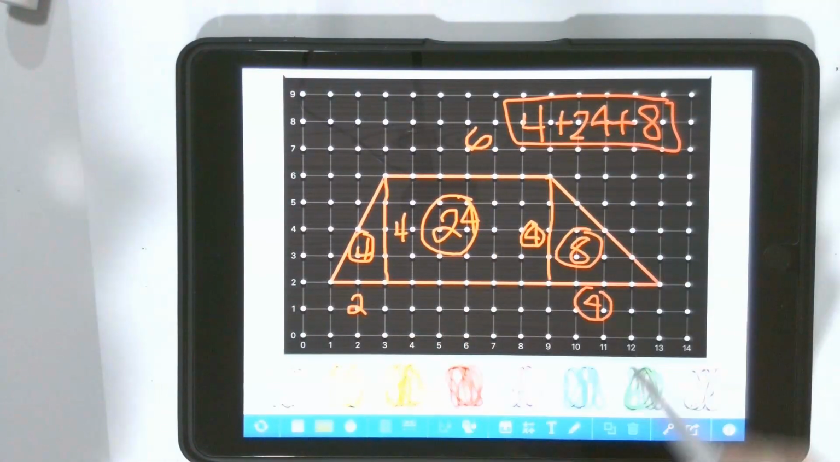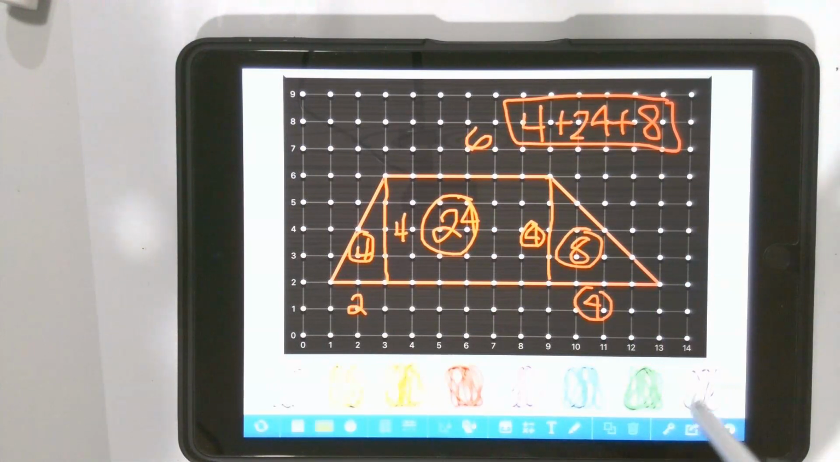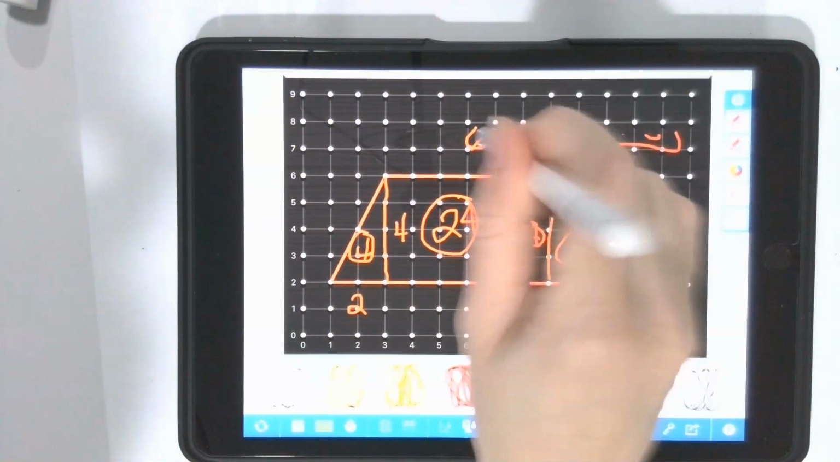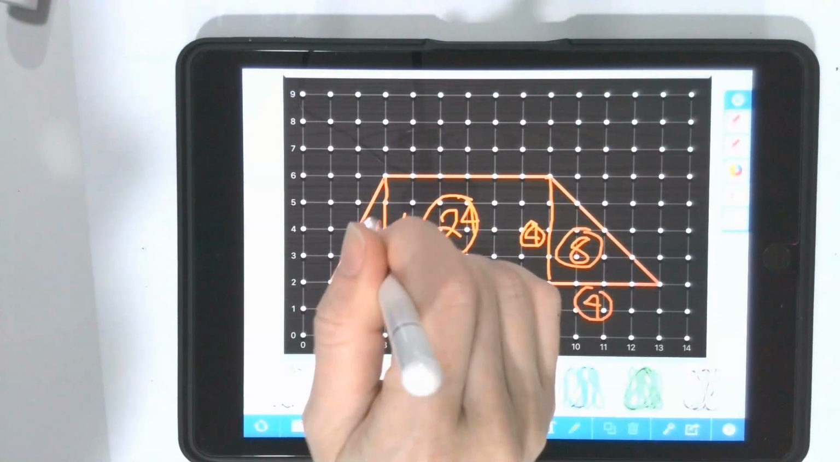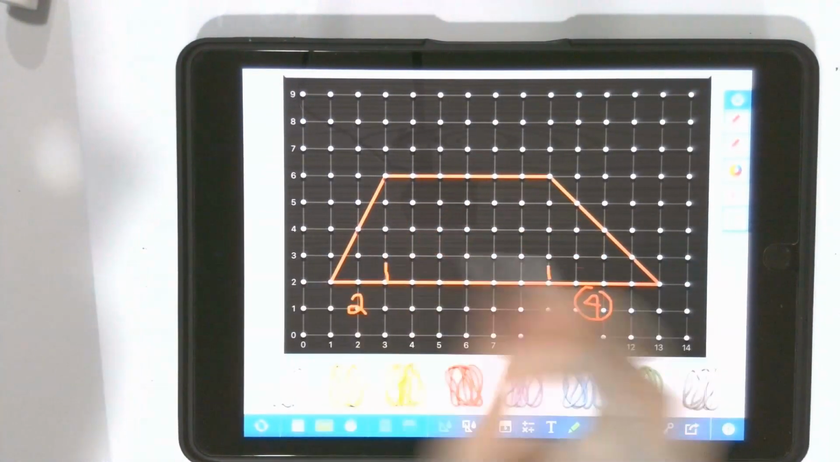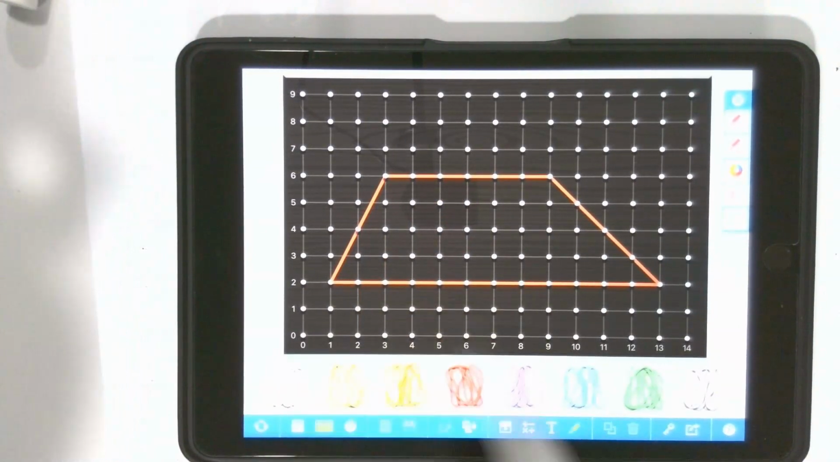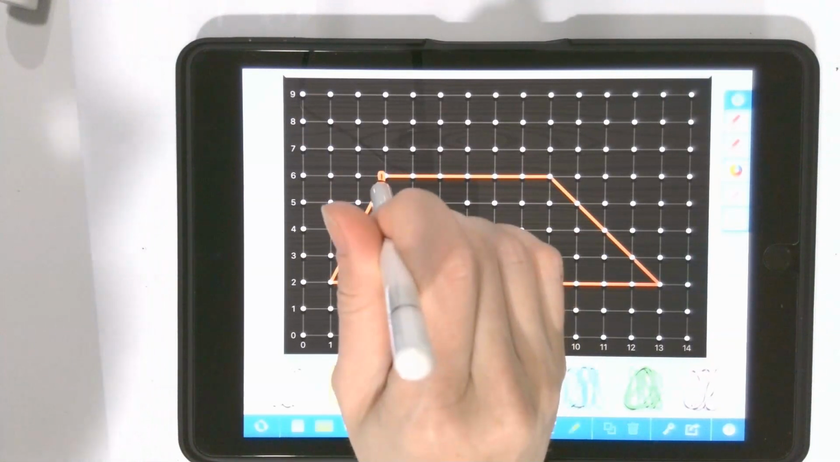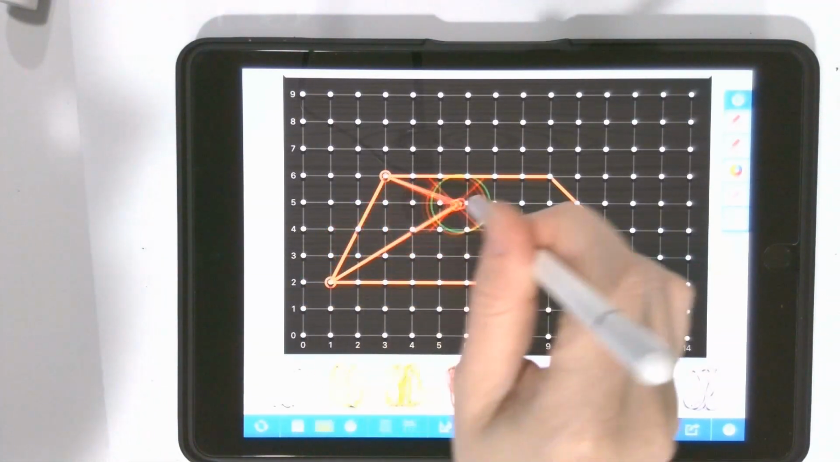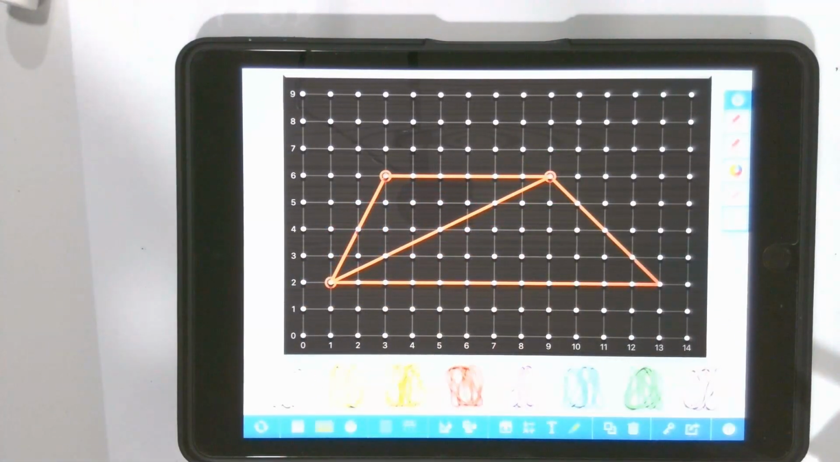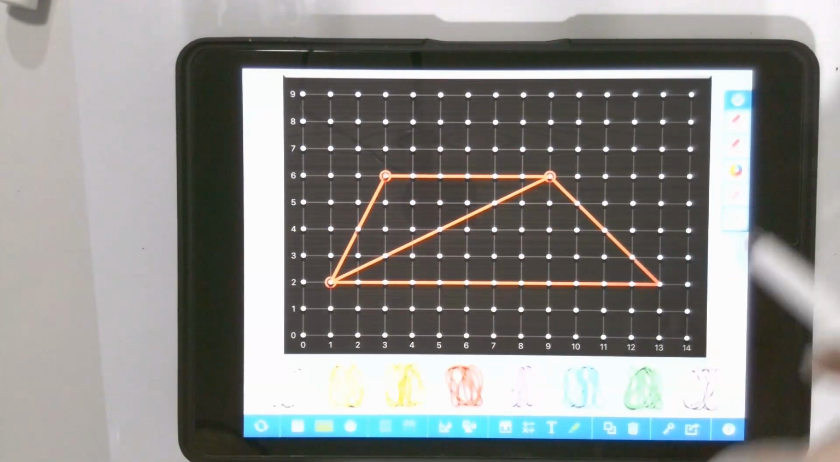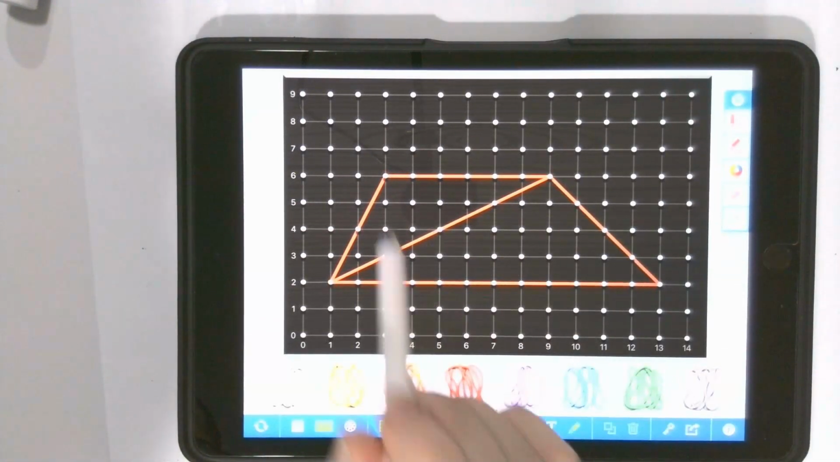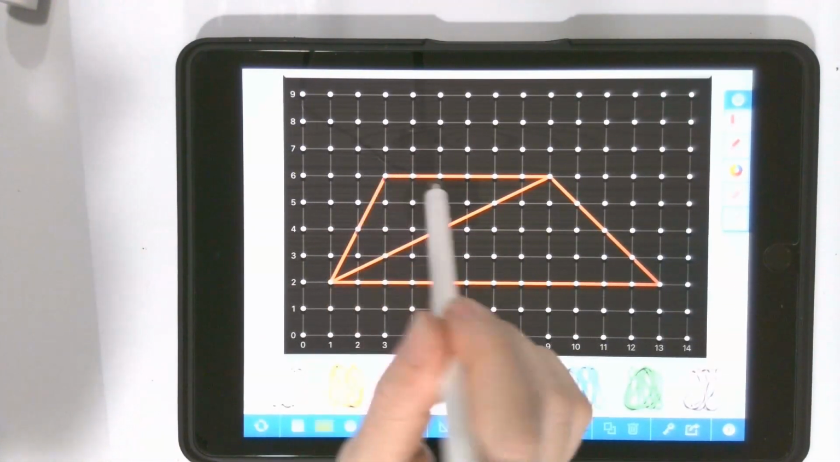But there's another way to do this. Let me erase what we've got. We can cut it into a different shape. What if we take this trapezoid and we were to cut it? I'm just going to copy this over here. What if we were to cut it this way? Now we have two triangles. We can do the area of two triangles, right? We can take the base measurement.